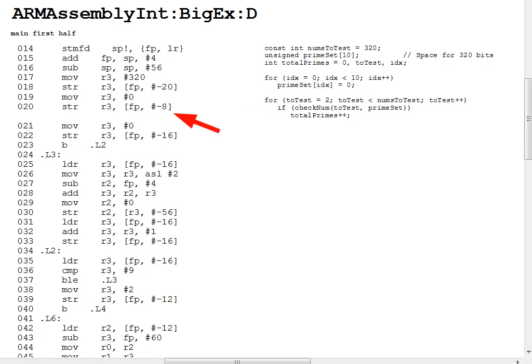So given that, please draw a diagram of the stack frame from bottom to top, every bit of it, and given the fact that array elements must go in increasing memory order, where exactly in that frame are prime set bracket 0 and prime set bracket 9?